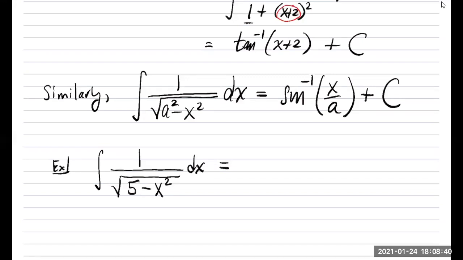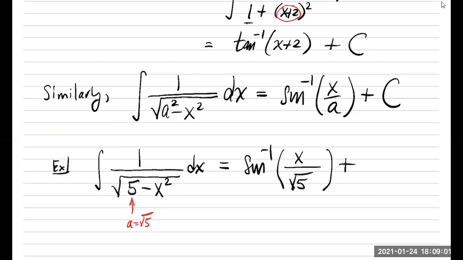Okay, what is a in this case? Yes, good. It's the square root of 5. Good. a is the square root of 5. Okay, so two special integrals, two useful integrals to be sure, worth memorizing.